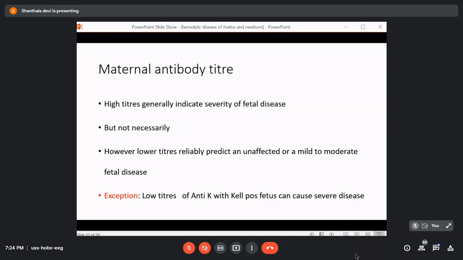The maternal antibody titers, high titers generally indicate severity of fetal disease, but not always necessarily. However, lower titers reliably predict an unaffected or a mild to moderate fetal disease. The exception being the anti-KEL positive fetus, which can cause severe disease.